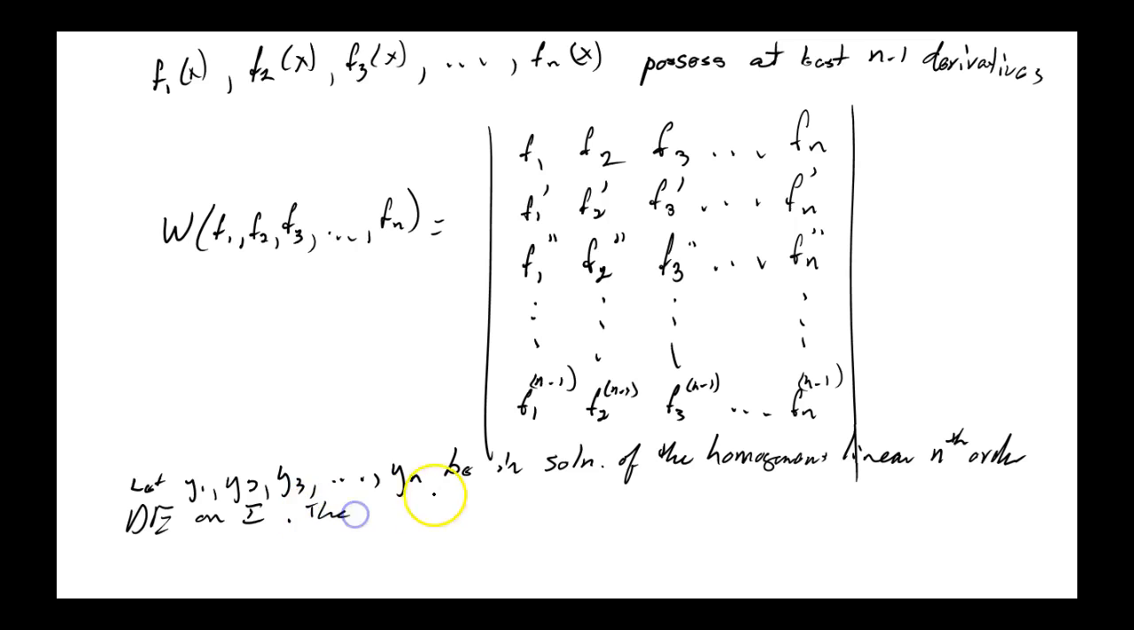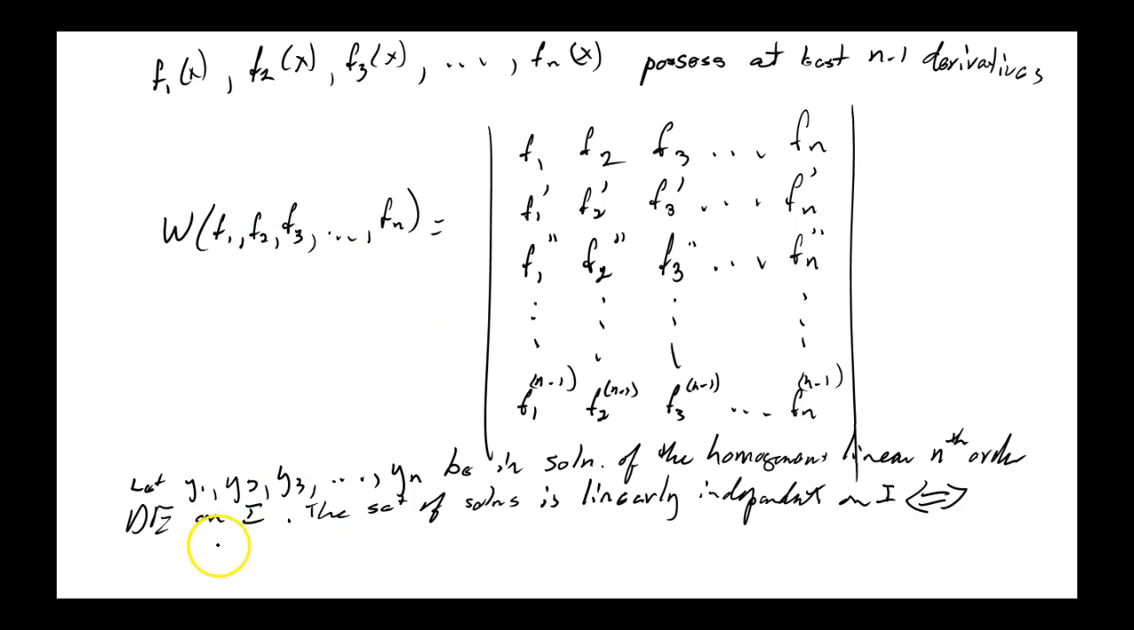Now, the set of solutions, those n solutions there, is linearly independent on I if and only if, that's the symbol for if and only if, the Wronskian, this thing right up here, the Wronskian of y1, y2, y3, dot, dot, dot, up to and including y sub n, is not equal to 0 for every x in the interval.